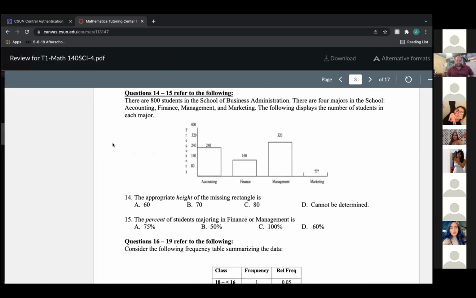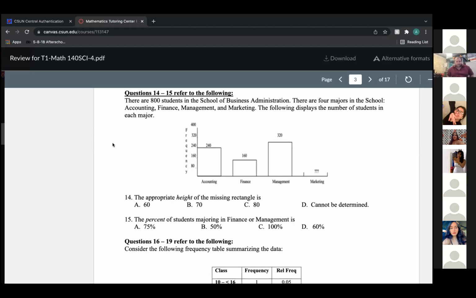All right. So question 14 to 15 refer to the following. There are 800 students in the School of Business Administration. There are 4 majors in the school: accounting, finance, management, and marketing. The following displays the number of students in each major. So 240, 160, 320, and who knows? We can figure it out because there's 800 in total. The appropriate height of the missing rectangle is, well, 240 and 160 is 400. 400 and 320 is 720, leaving 80 to go. So number 14 is C.